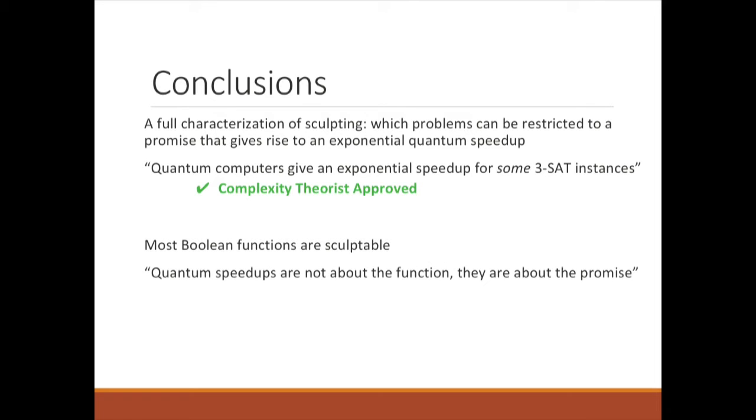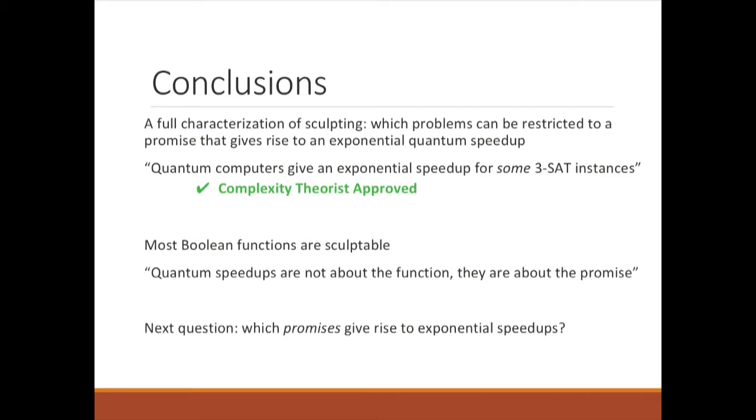So one conclusion I draw from this work is that quantum speedups are fundamentally not about the function so much as they are about the promise. The promise tells you a lot of information about whether you're going to have a quantum speedup. Even parity can be restricted to a promise. So the function doesn't tell you that much about whether you're going to get a quantum speedup, certainly not as much as the promise.